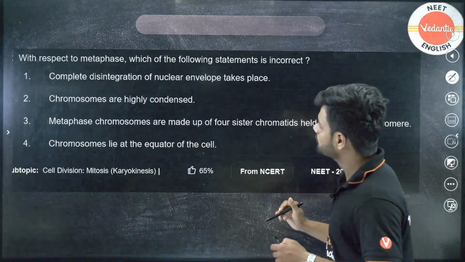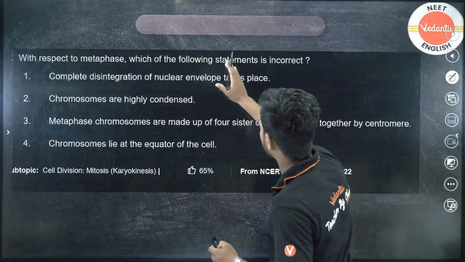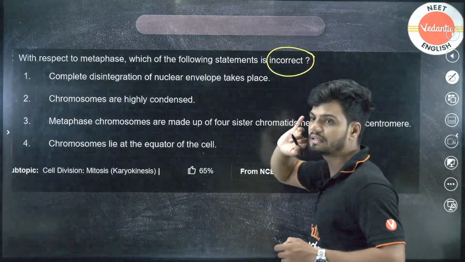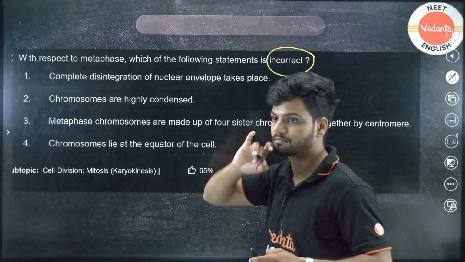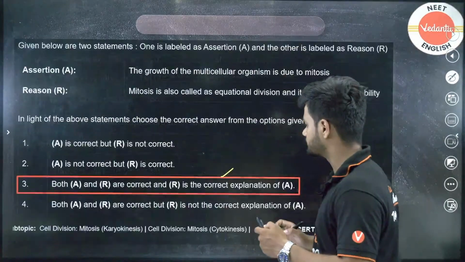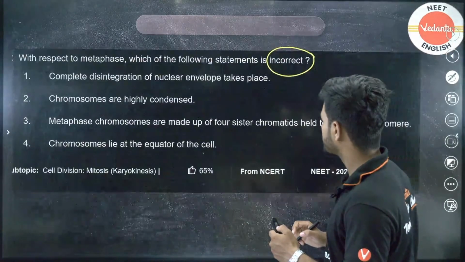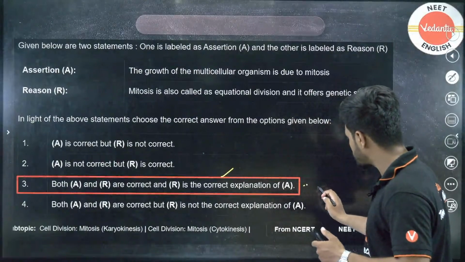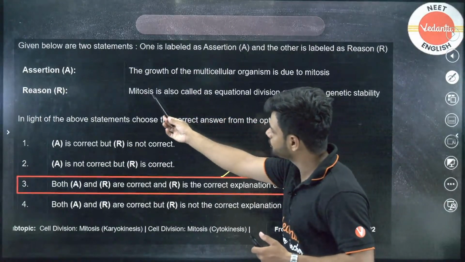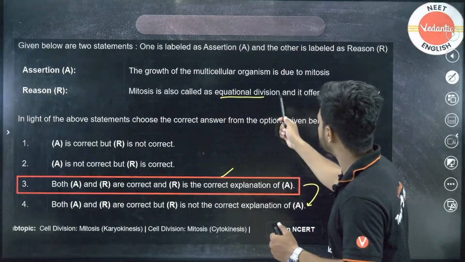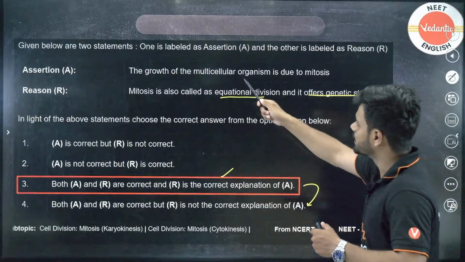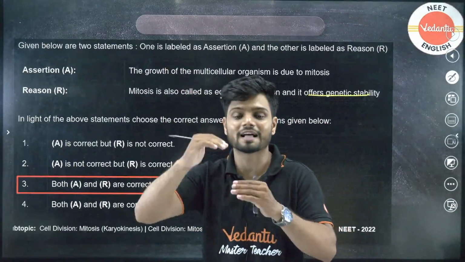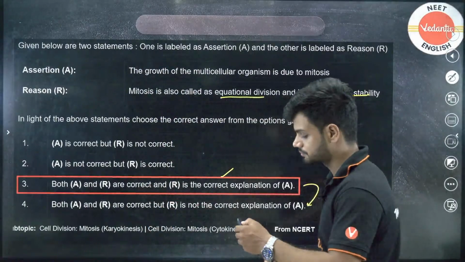Next question. With respect to metaphase, which of the following statements is incorrect? Incorrect statement, students. Okay. You might have been confused between these two. Remember, students, your mitosis is because of equational division and genetic stability only. Multicellular organisms are able to grow, right? That's why they're able to grow properly.